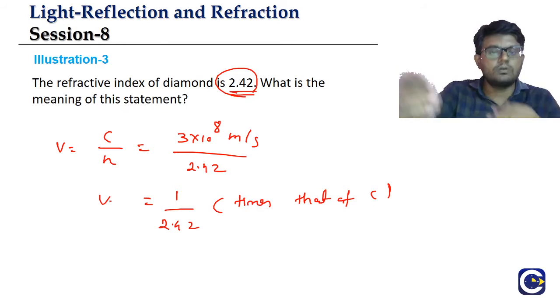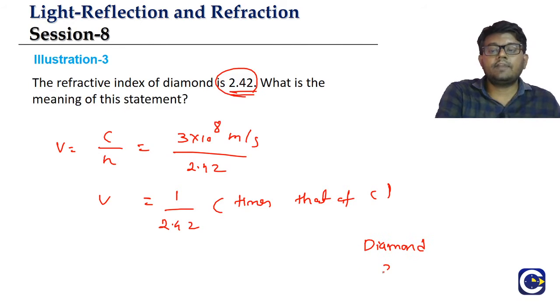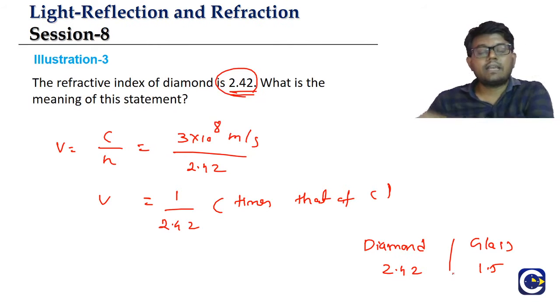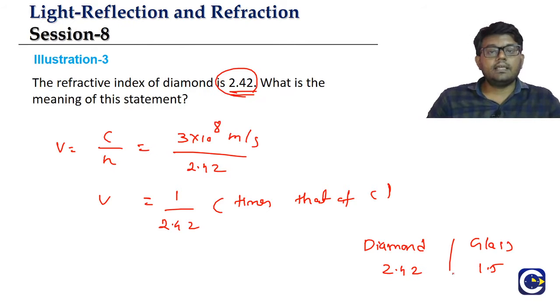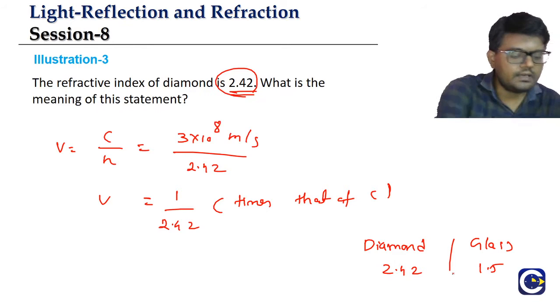If somebody gives us one more statement, like the refractive index of diamond is 2.42 and glass is 1.5, then by looking at both we can compare and say that since the refractive index of diamond is more, diamond is an optically denser medium, meaning light will travel slow in it. The refractive index of glass is 1.5, meaning it is optically a rarer medium, so the light will travel relatively faster there. This is the information we have whenever we are given refractive index values.